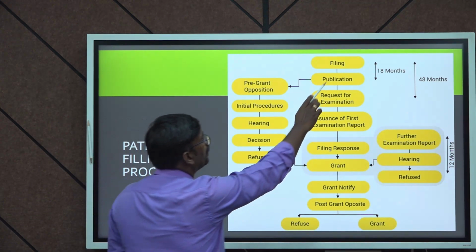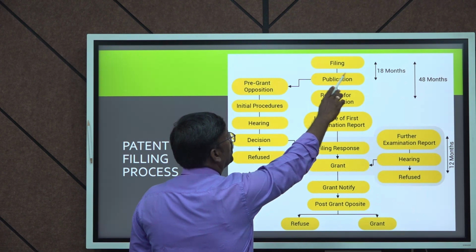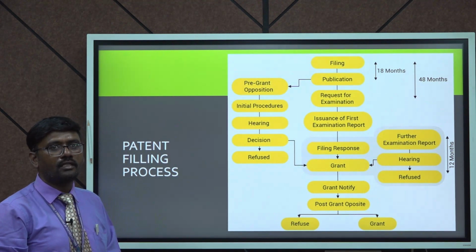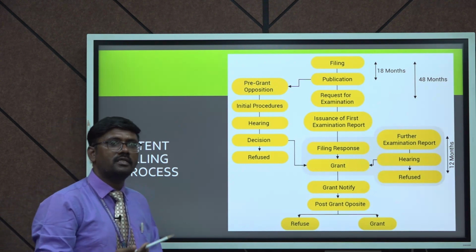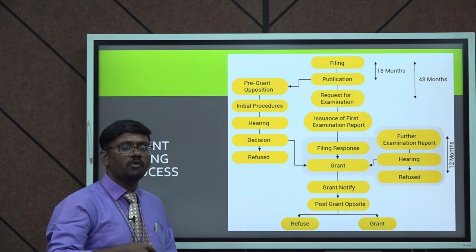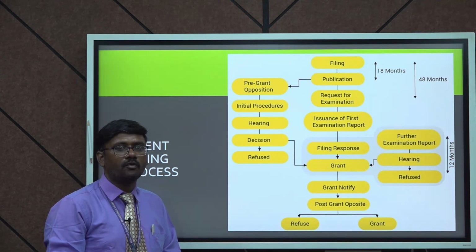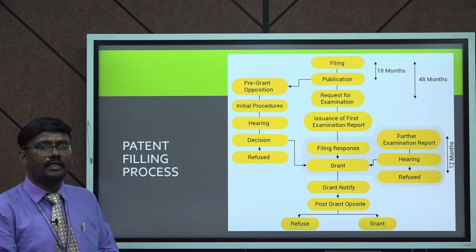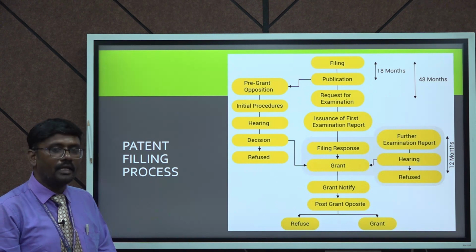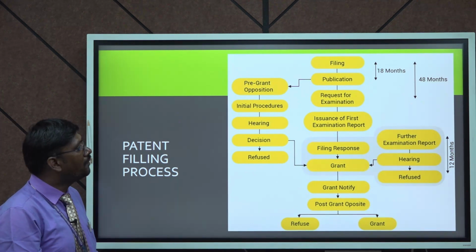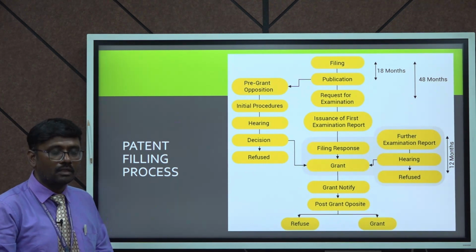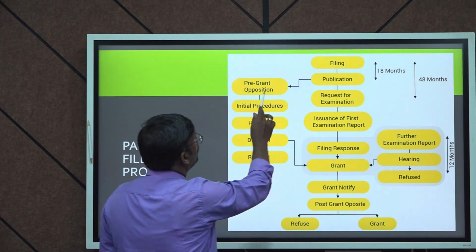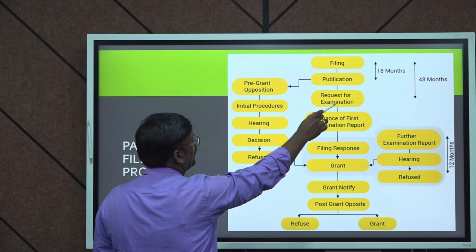Once the form is submitted, it will be kept for 18 months in a publication stage, where your application will be published in a patent journal and is open to the public for any review. If any opposition comes, if somebody is claiming that the technology belongs to them, we need to answer the opposition and clarify their claims. So, it goes for the request for examination.